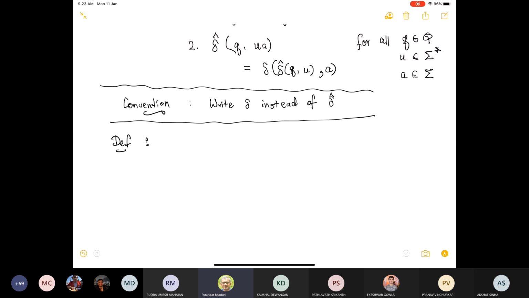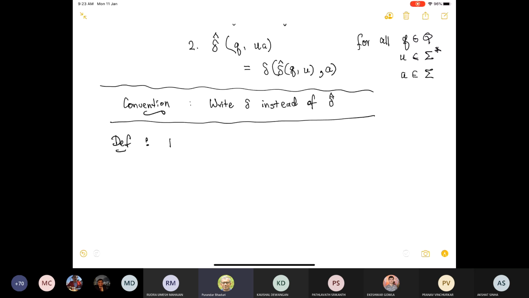Starting now, we talk about the behavior of a finite state automaton in terms of this delta hat. That was the point in defining delta hat.